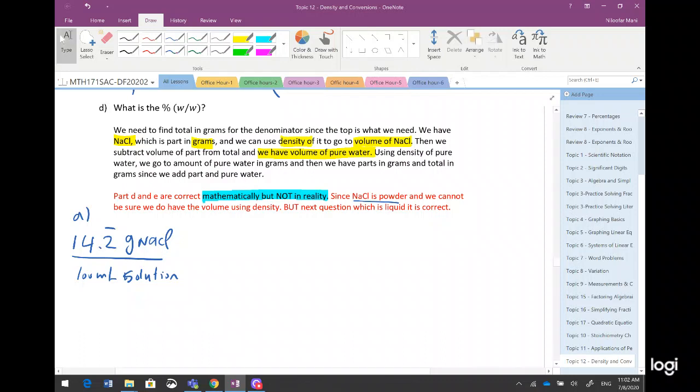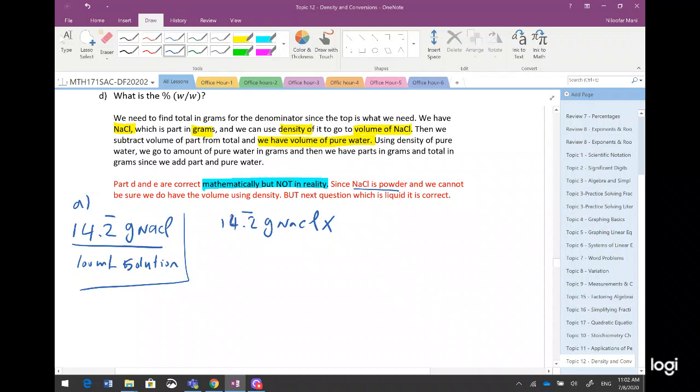Okay, so here I just keep in mind that I have this from part A: 14.2 gram NaCl. So I change it step by step. Using density, I change it to milliliter. So density is here, yes, 2.16 gram of NaCl per milliliter. So the answer is 6.58436, and that's milliliter.